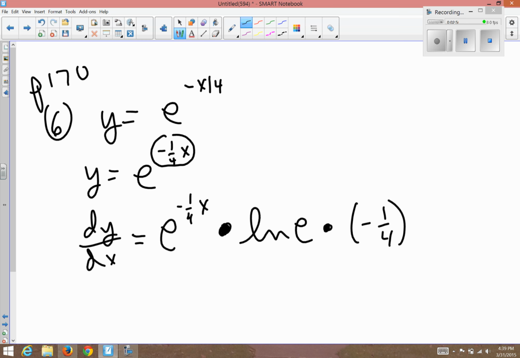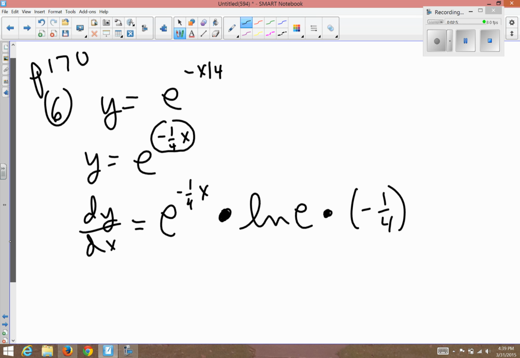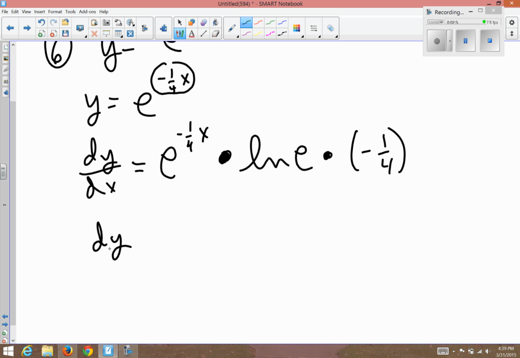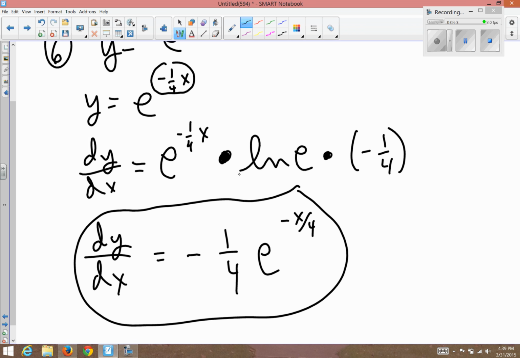The derivative of negative 1/4 x is negative 1/4. So in simplest form, we're going to say the answer is negative 1/4 e to the negative x over 4. The natural log of e disappeared because the natural log of e is actually 1. The negative 1/4 that was at the end, I wrote that at the beginning. That's it.